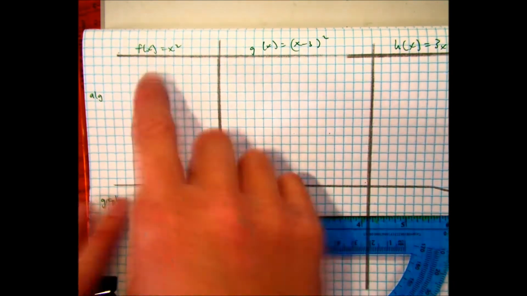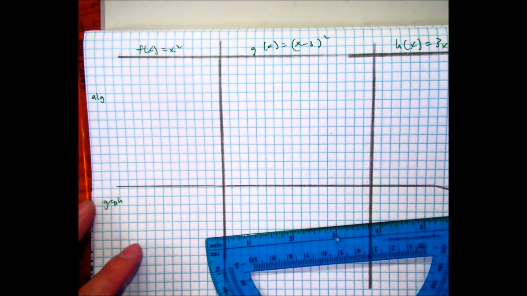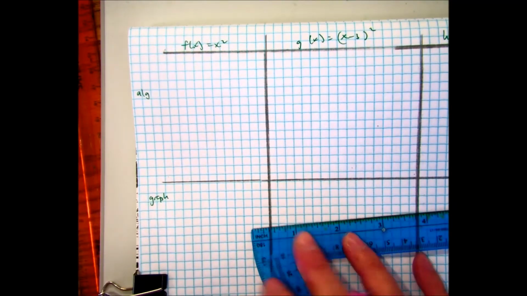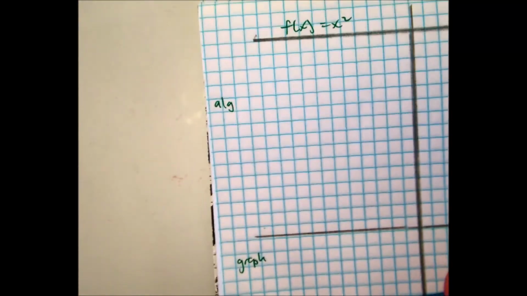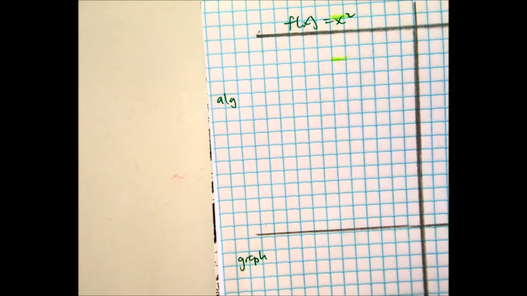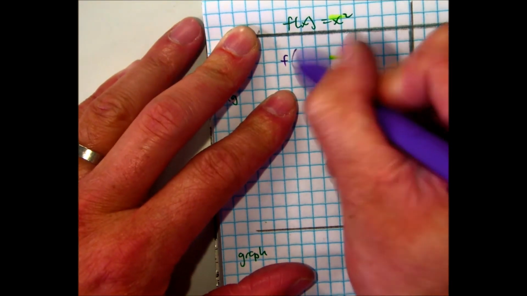Alright, so I have a couple of functions here. f of x equals x squared, and I need to prove if it's even, odd, or neither based on this information. So let's do the first one. Class, for every x value, we're going to substitute in negative x. Let's do that. So I'm substituting every x value, I'm putting in negative x.